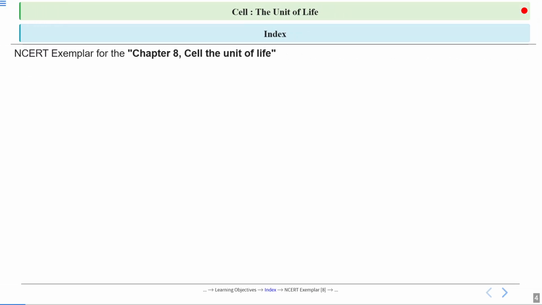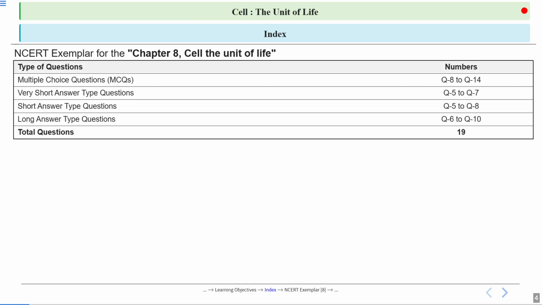So, NCERT Exemplar, that is Cell the Unit of Life. This is the index part, and here we will see there will be multiple choice questions, and the question numbers are from number 8 to number 14. That will be MCQ type. Very short answer type questions, that is question number 5 to question number 7. And short answer type questions will be there, that will be question 5 to question number 8. And there will be some long answer type questions, that is from question 6 to question 10. So total 19 questions we are going to discuss today. So let us start.